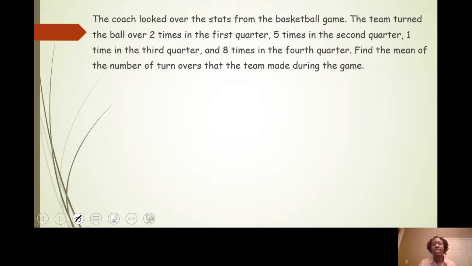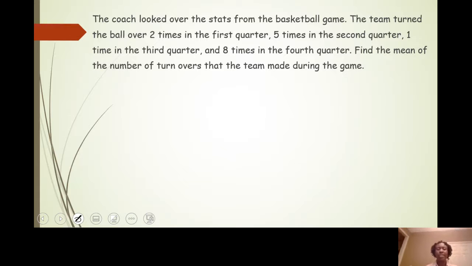The coach looked over the stats from the basketball game. The team turned the ball over 2 times in the first quarter, 5 times in the second quarter, 1 time in the third quarter, and 8 times in the fourth quarter. Find the mean of the number of turnovers that the team made during the game. And make sure, as we usually do, press pause, try to work it yourself, look back at the notes, or rewind the video so that you can see the notes, and work it out yourself. Then press play and check your work.